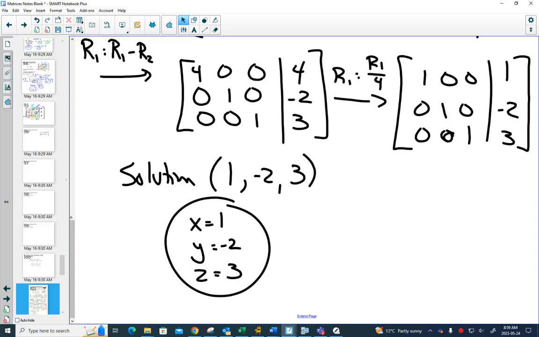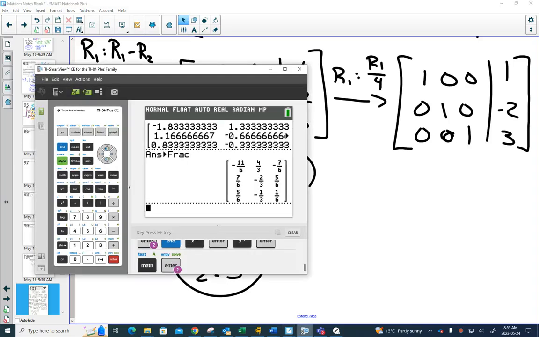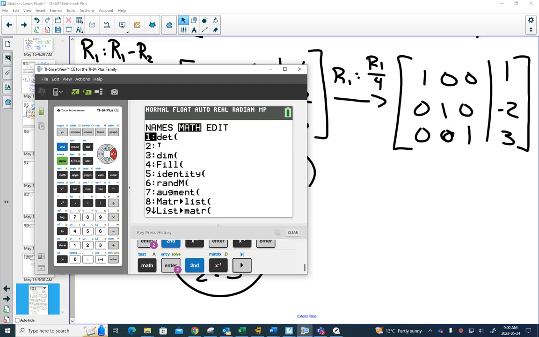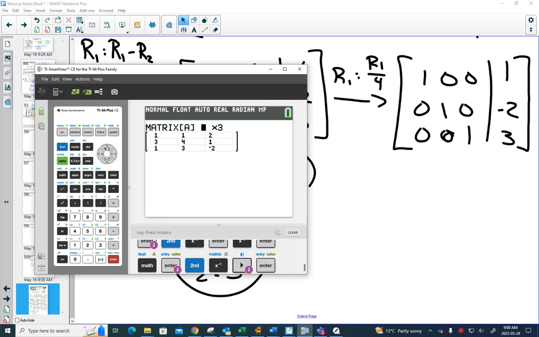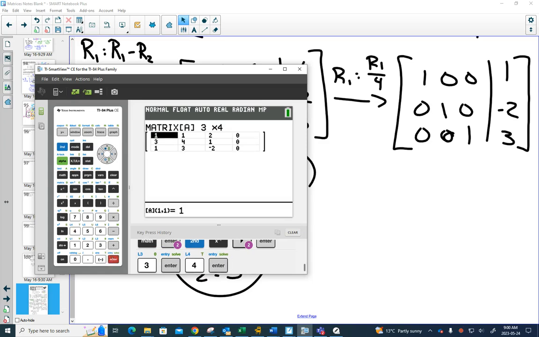Okay, now we're going to take out our calculator and we're going to type in this matrix. Three rows, 4 columns. And the original matrix was 4, 1, 1, 5, 2, negative 1. Make sure you use the negative symbol and not the subtract symbol.